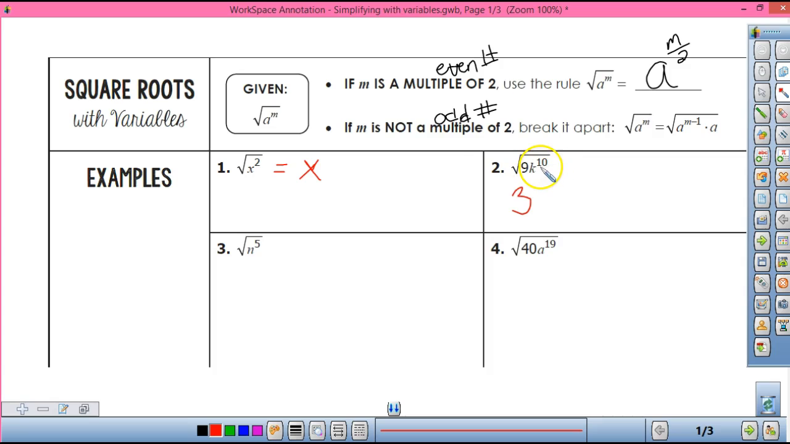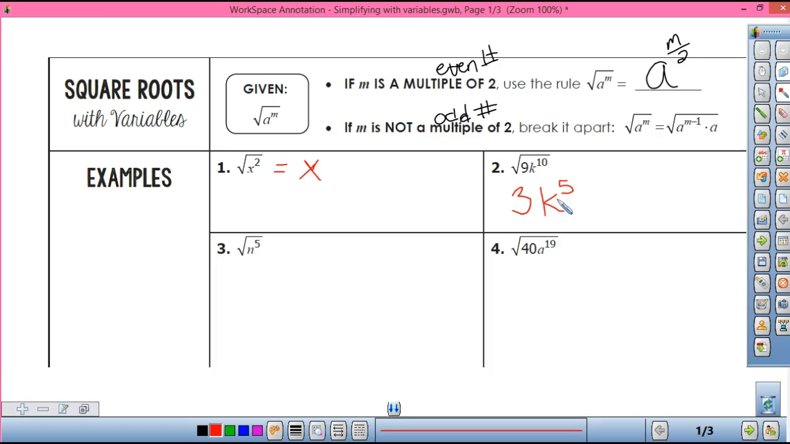What's the square root of k to the 10? K to the 5th. Good. We divided that 2 by 2. So 2 divided by 2 is 1, and then we just have that imaginary 1. Does that make sense?